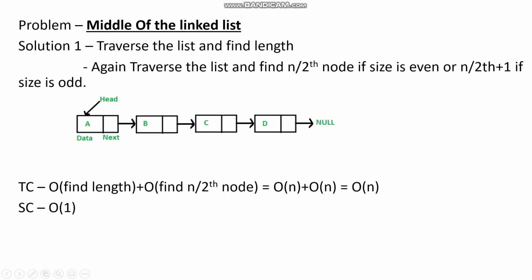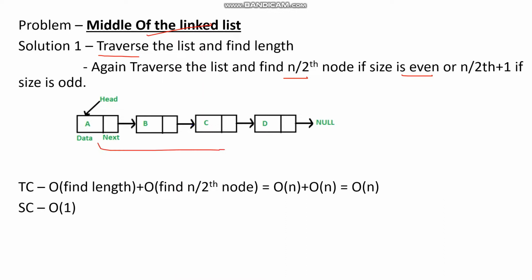Okay. So our problem statement is find the middle of the linked list. This is the simplest solution. Here we will be traversing the list and finding out the length of the list, and then we will find the n by second node of the linked list if size is even, or n by second plus 1 if size is odd. So let's just take an example.